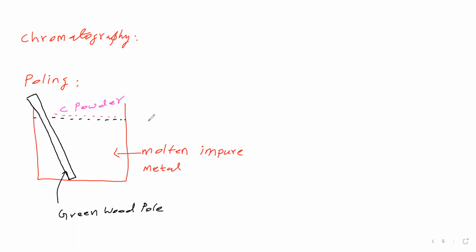Now we'll see how purification takes place. Suppose the metal we are purifying is copper. The impurity is cuprous oxide, that is, the metal oxide is the impurity. Here, the green wood pole releases hydrocarbon. That hydrocarbon converts the metal oxide into metal.